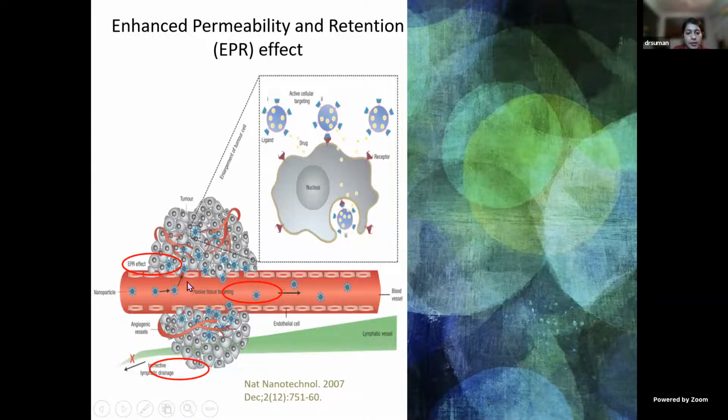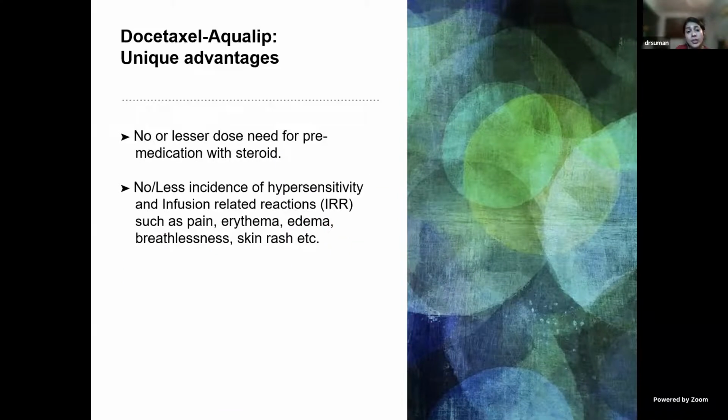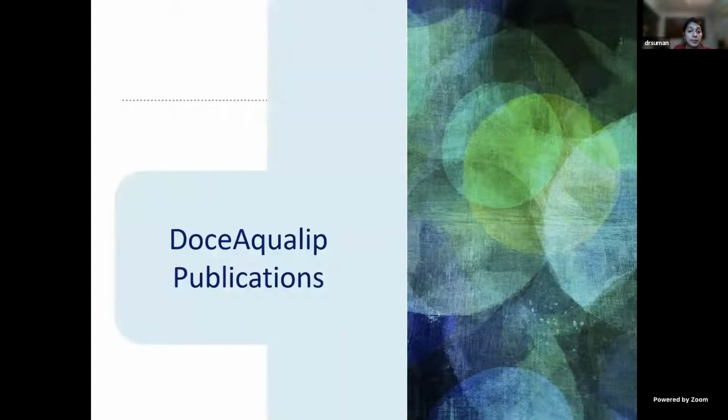The nanoparticles come and leak through the endothelial junctions, go onto the tissue, attach themselves to the tissue, as you can see here, and then they kill these cells. Where the junctions are tight, there is just passive movement, and it doesn't go through those tissue junctions. The advantage of this is that no or less dose is needed for pre-medications. Ideally, you don't even need pre-medications with steroids, and there is less incidence of hypersensitivity. Sometimes you don't even see hypersensitivity reactions or infusion-related reactions like pain, edema, breathlessness, skin reactions.